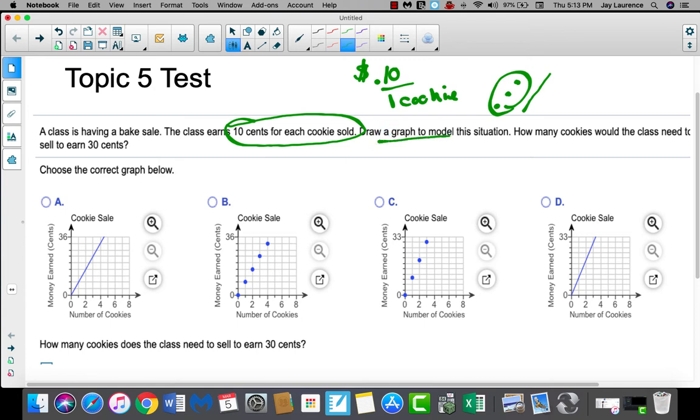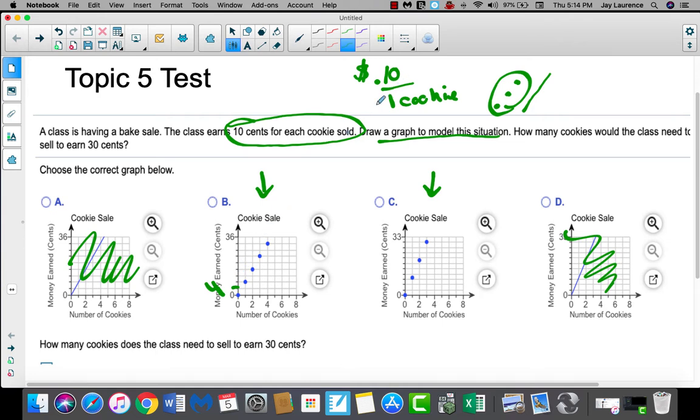Okay, draw a graph to model this situation. How many cookies would the class need to sell 30 cents? Well, since I know the graph has to be discrete, a series of points, it's either got to be B or C, so I'm going to ignore A and D. Now I'm going to come here and look. Here they have the number of cookies. Looks like they're counting by ones, right? And here they have the money earned, and that's in cents. So let's see, 1, 2, 3, 4, 5, 6, 7, 8, 9. It looks like each mark is 4 cents, right?